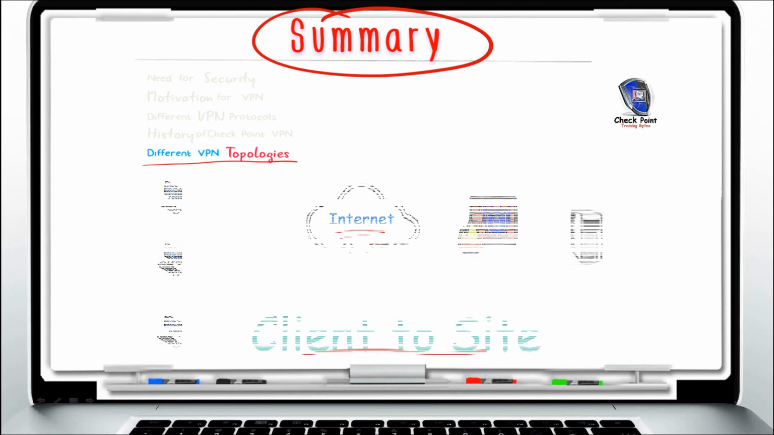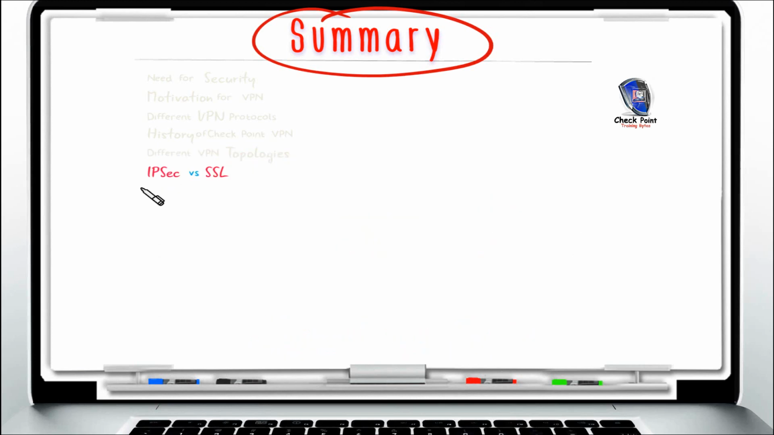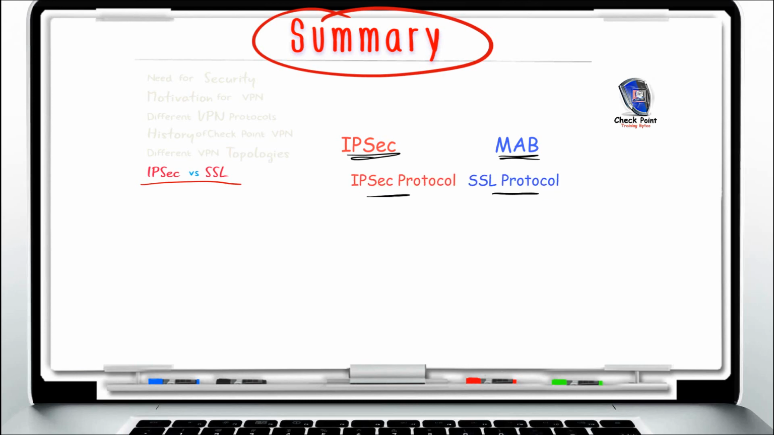Finally, we discussed not only why Check Point offers two different VPN solutions, the IPsec VPN blade and Mobile Access VPN blade, but also why Check Point supports two different protocols, the difference between IPsec protocol and SSL protocol. And we also discussed which protocols work with each of Check Point's VPN blades.